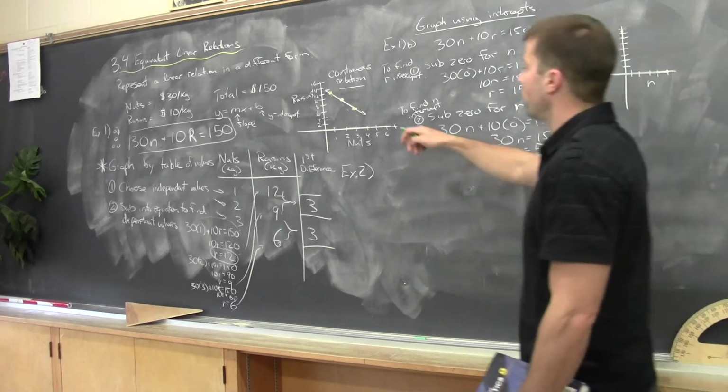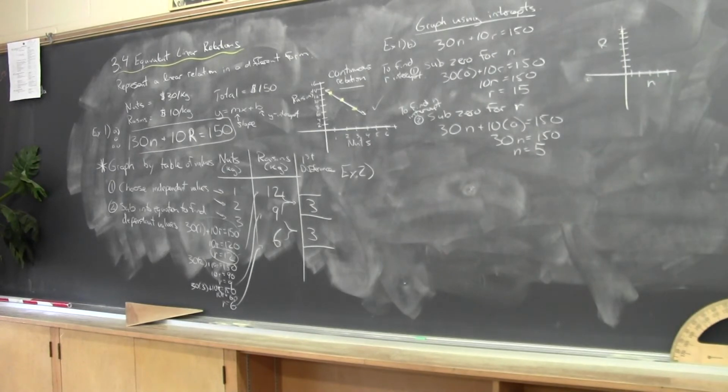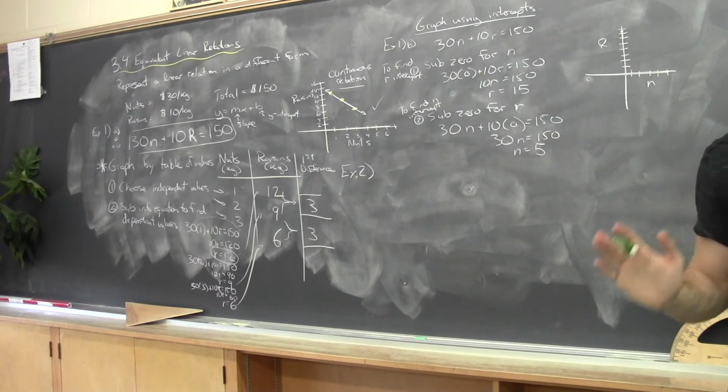We're done. We have our graph. Very nice. Wasn't too hard, wasn't too painful. But there is an easier way. Okay? It's called graphing using the intercepts. So we're going to use the y-intercept and the x-intercept.